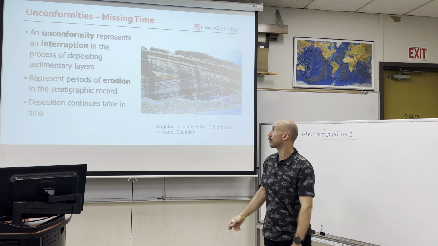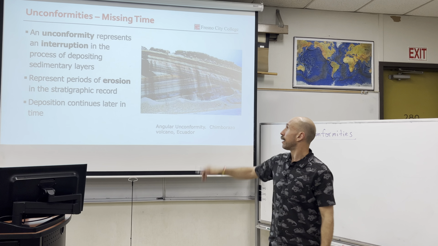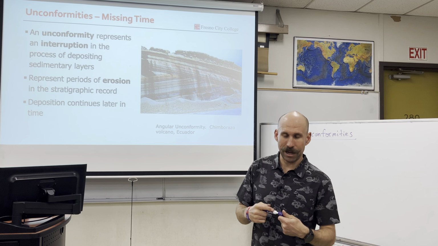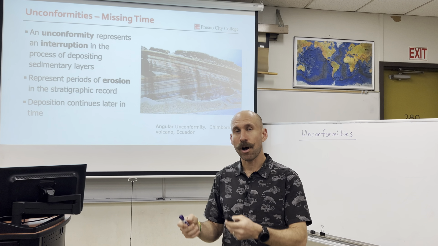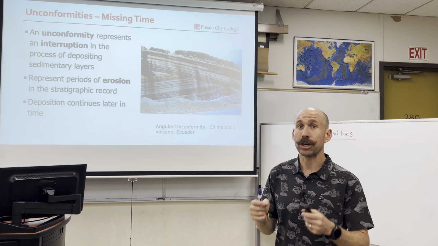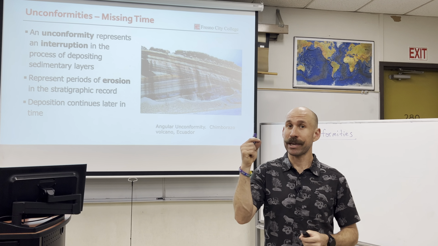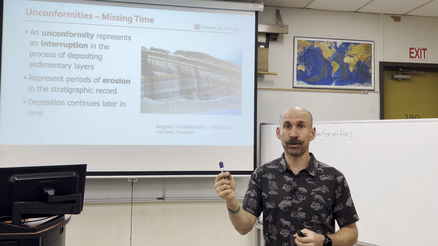Let's talk about geologic unconformities. So what we're doing is we're going to discuss what an unconformity is, and then we'll get into the three different types that exist. So an unconformity is a gap in the rock record which occurs because of periods of erosion.